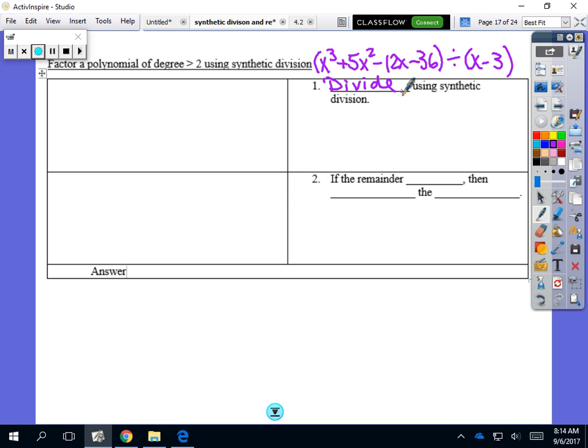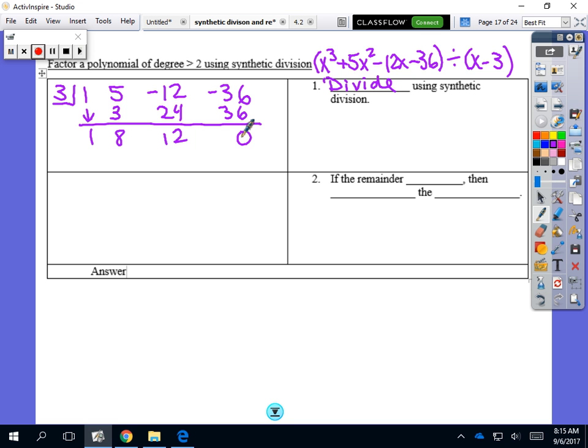Which we learned yesterday. So if I divide by x minus 3, and I get a remainder of 0, I know that x minus 3 is one of the factors, at least, of this polynomial. So let's do this. I put a 3 here. 1, 5, negative 12, negative 36, and divide. And my remainder is 0, so that means x minus 3 is a factor.